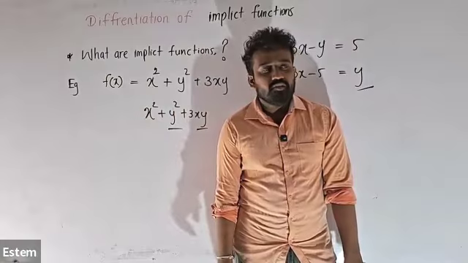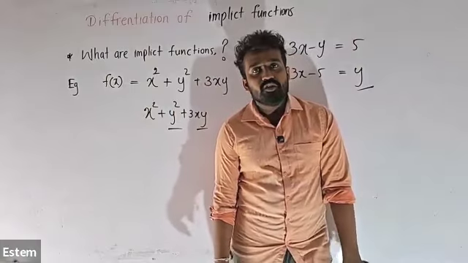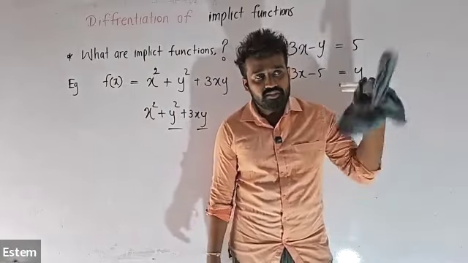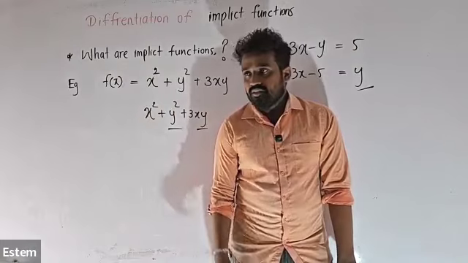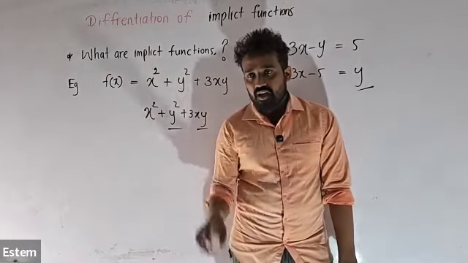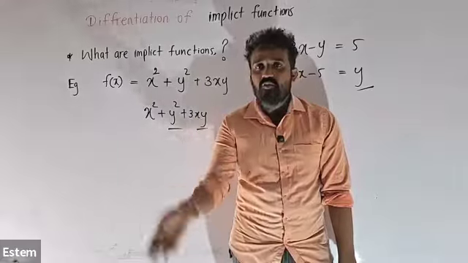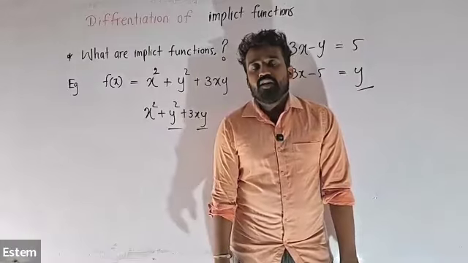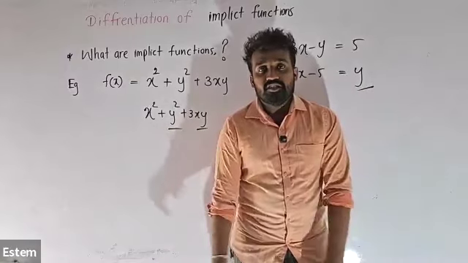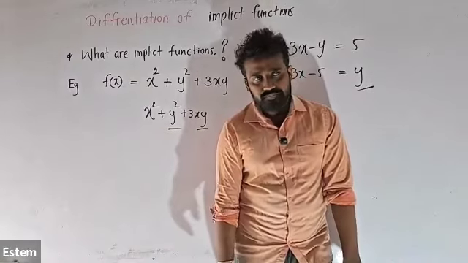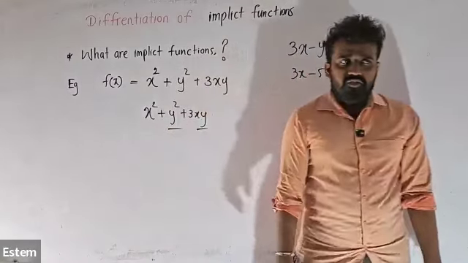Y is the dependent variable. In physics also, we know x is the independent variable and y is the dependent variable. There are some types of functions where we can't easily isolate the dependent variable. Those functions we call implicit functions. That's the definition of implicit functions.